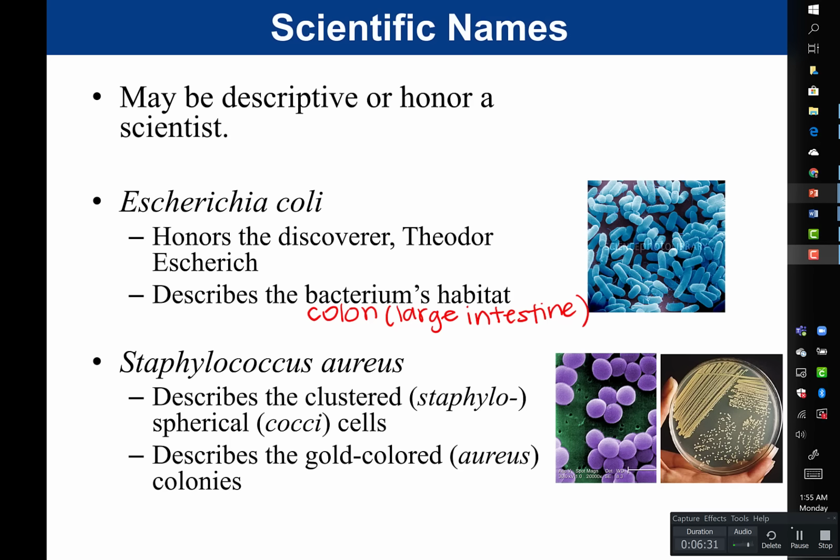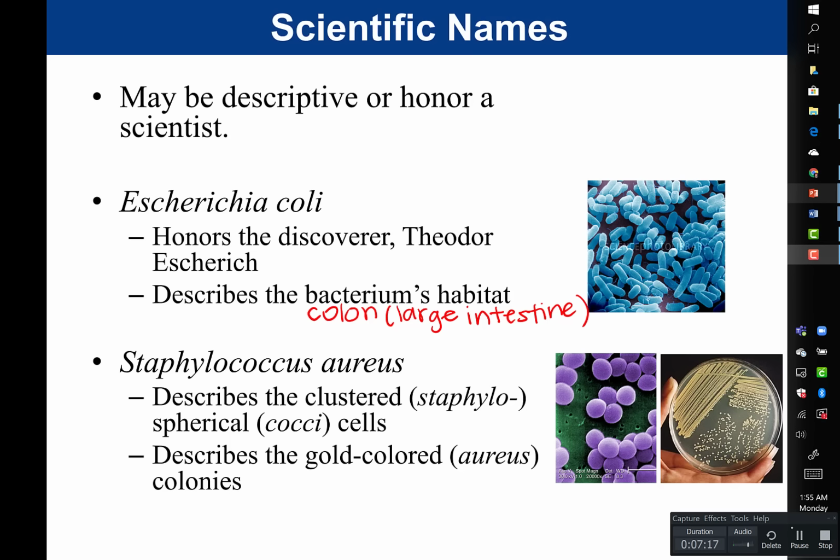Now, we could also have Staphylococcus aureus. Staphylo refers to what we call the arrangement, meaning the way the organisms are arranged. In this case, they are clustered, so staphylo refers to grape-like clusters. The coccus, or cocci, which is plural, refers to the morphology or the shape. This bacteria is spherical or round. So when we look at Staphylococcus aureus under the microscope, it's round spheres grouped into grape-like clusters. That's their arrangement. So that's the genus.